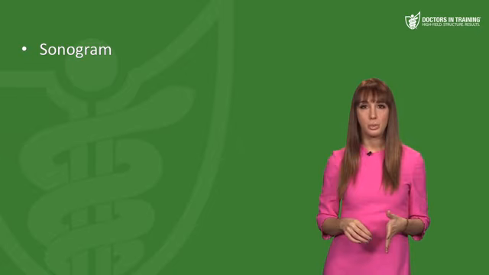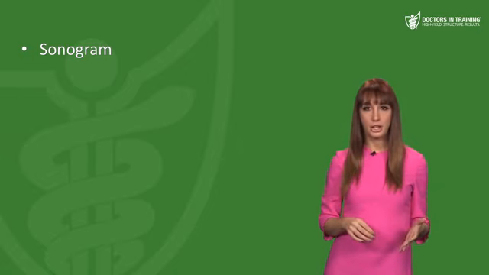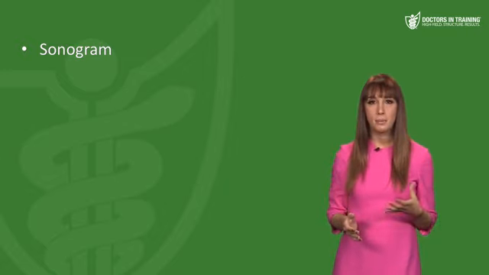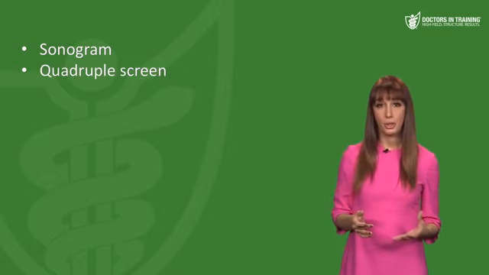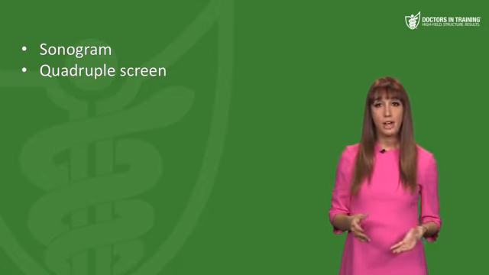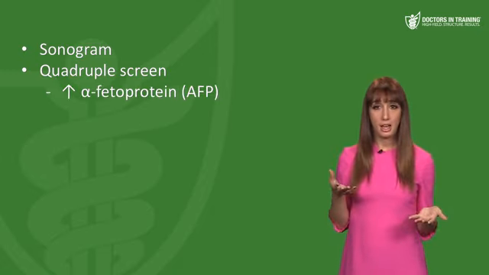To check for neural tube defects in utero, we can look at the sonogram and inspect for a defect visually, and we can also look at mom's serum with a quadruple screen, or a quad screen. If there's a neural tube defect, the maternal alpha-fetoprotein will be elevated.